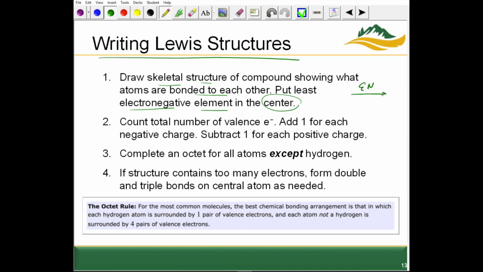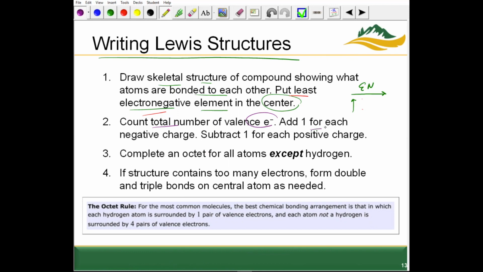Electronegativity increases going left to right, and it increases going up a group. The least electronegative elements then will be something towards the left or something further down on the periodic table. Next, we want to count the total number of valence electrons.